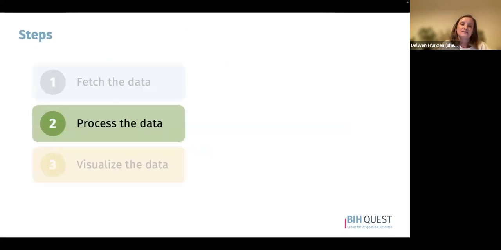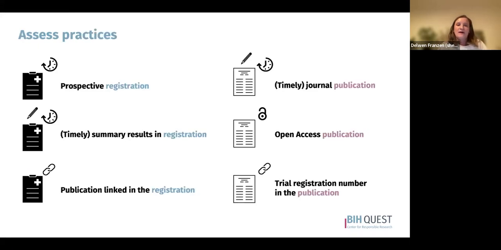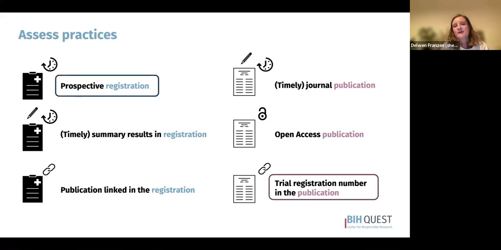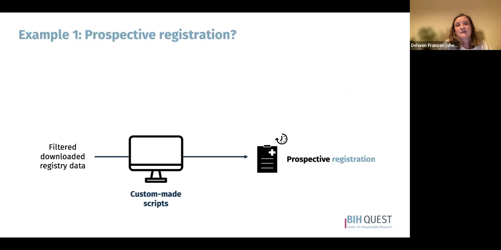Then moving on to data processing. So we now have the data that we need from these different sources, and our next step was to assess the transparency practices of interest. Now, I'm not going to go through all of them. I just want to highlight two examples, which are, in my opinion, at least, on opposite scales of difficulty. Prospective registration was relatively straightforward. But then on the right, finding whether the publications included the trial registration number actually required quite a few more steps and was a bit more complicated. So I'll just highlight those briefly now.